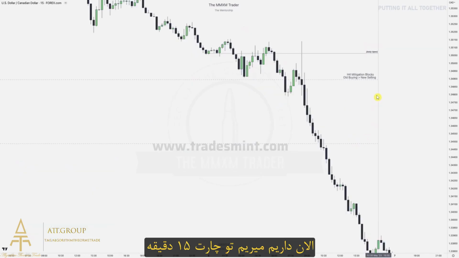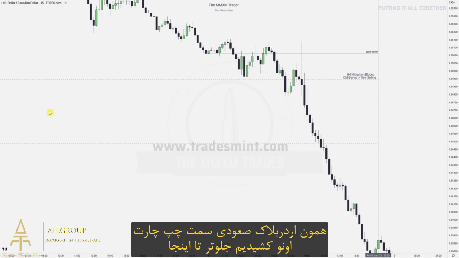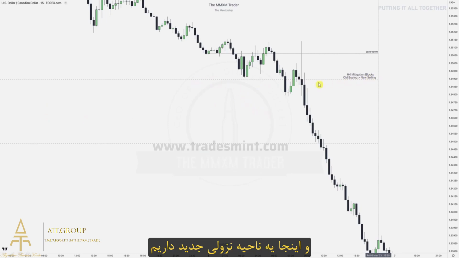So now we're going to a 15-minute chart, right? And remember that old area of buying, that bullish order block to the left of our chart. We outlined that in time to the right, and over here we can see a new area of selling occur.